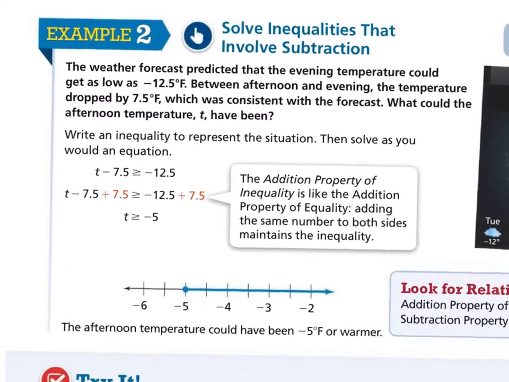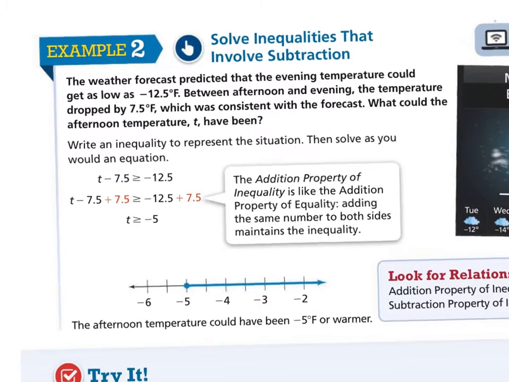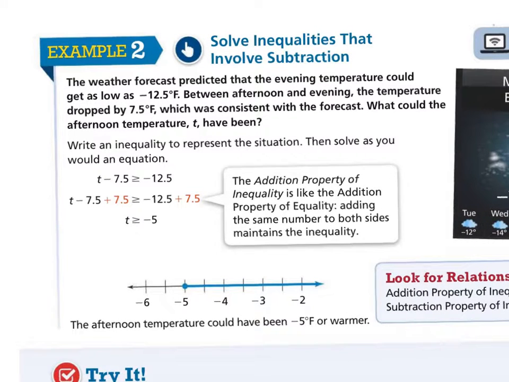Example 2. To make us feel warmer. The weather forecast predicted the evening temperature could get as low as negative 12.5 degrees Fahrenheit. Between afternoon and evening, the temperature dropped by 7.5 degrees Fahrenheit, which was consistent with the forecast. What could the afternoon temperature T have been?